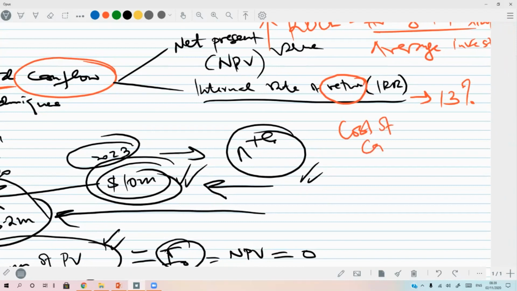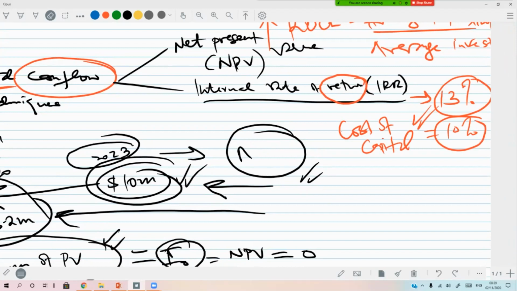Whoever is giving the company the finance to invest in this project, what return do they want? They want 10%. And is it a good investment? Yes, it is a good investment, because the cost is 10% and the return is 13% at minimum. Therefore, this is a good investment, and the company should go ahead and invest in this project. And that's the use of the internal rate of return.